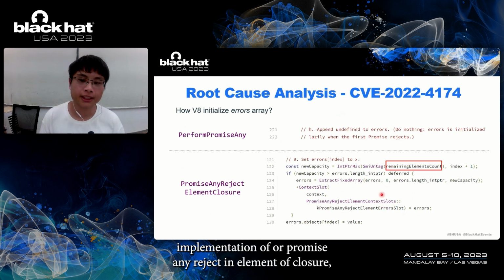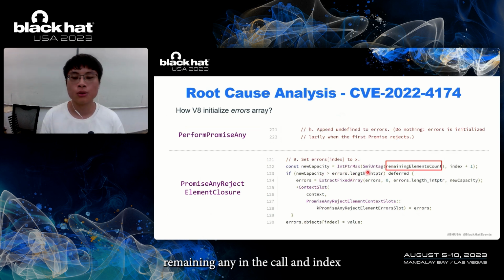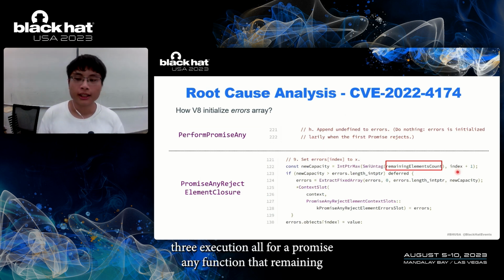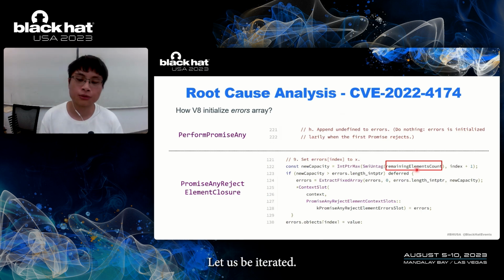In the implementation of the Promise.any reject element closure, we can see that the capacity of the errors array is influenced by two variables, remaining element count and the index. However, as we explained before, during the execution of the Promise.any function, the remaining element count will be one larger than the actual number of inputs that have been iterated.